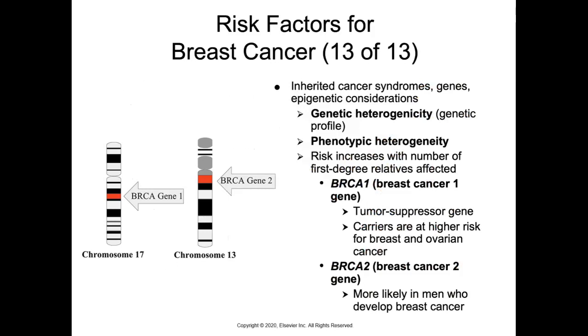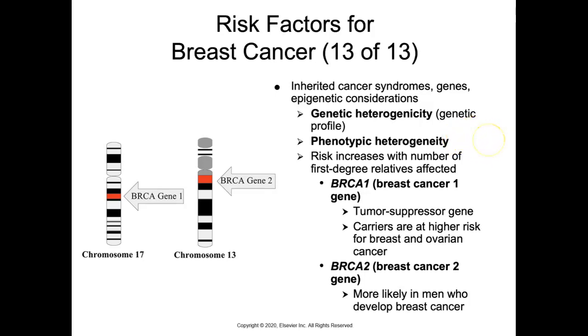Now let's talk about some of the genetic links here. We have some inherited cancer syndromes, genes, and epigenetic considerations. First, let's discuss genetic heterogeneity. This is really the genetic profile of a woman, which is going to be different from person to person and is also going to involve the epigenetic processes. And when I use that term epigenetic, I'm talking about how our behaviors and the environment can cause changes that affect the way that our genes work.